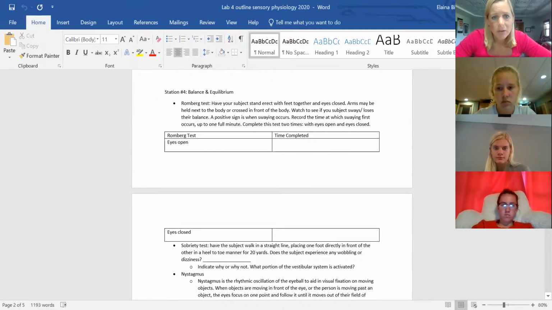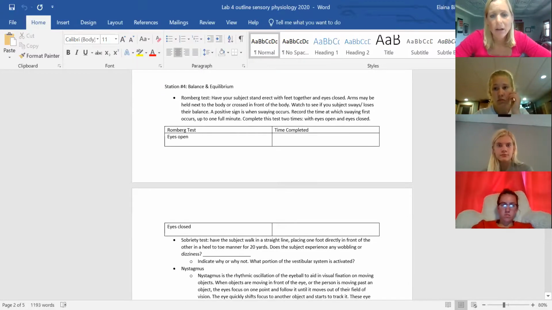Balance and equilibrium, you can do this one now, as long as you have a partner. You're going to have somebody stand, and they're going to do a trial with their eyes open and with their eyes closed, and you're timing them to see when they sway. Again, it's going to give us information about our balance and equilibrium centers as it relates to the feedback that we receive from vision.